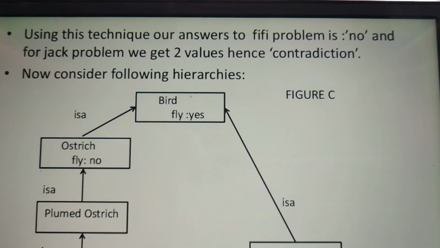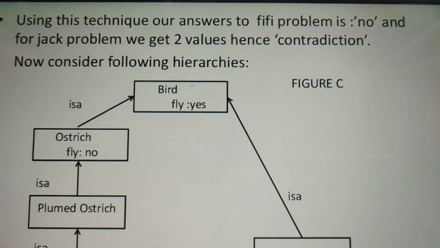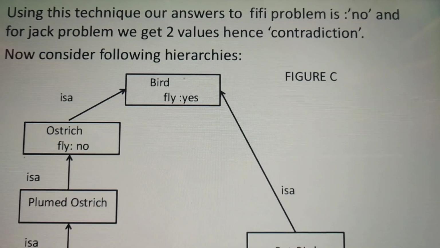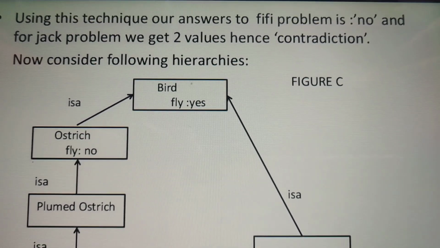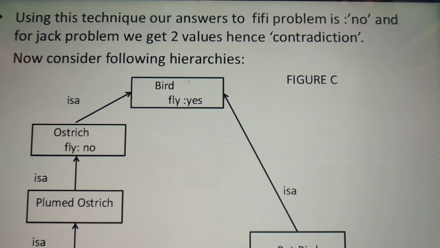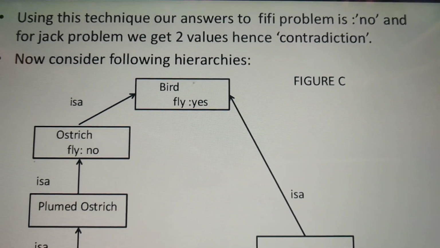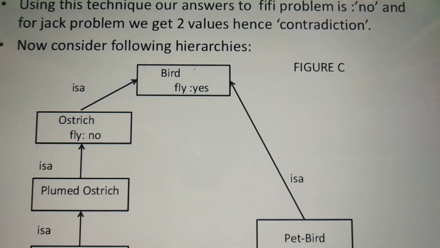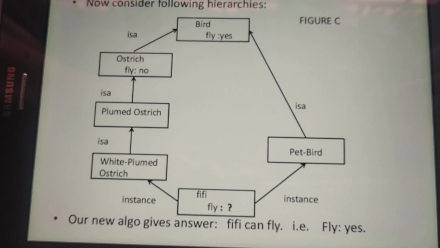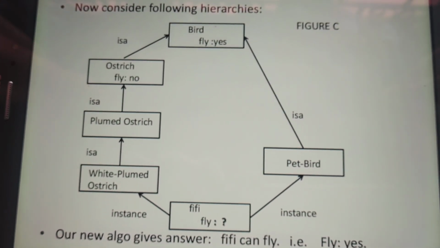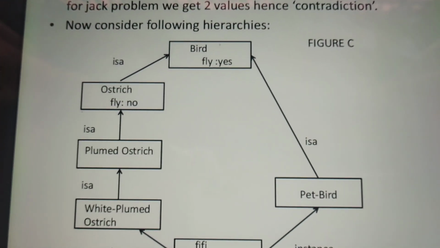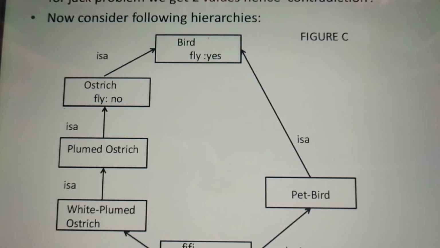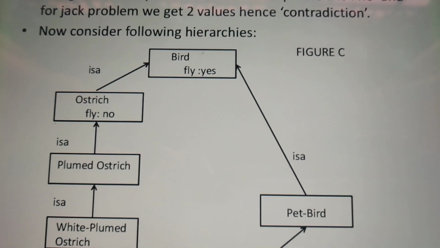Thus, using our technique, the answer to the Fifi problem, figure A, is no. And for the Jack problem, figure B, we get two values, hence a contradiction. In our next video, we are going to see how the new algorithm that we have just determined is faulty and what modifications are required for that. Thank you.